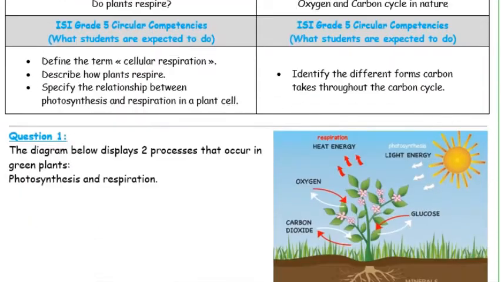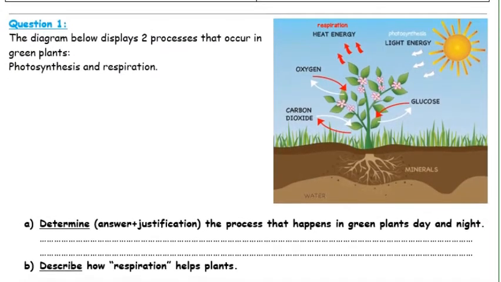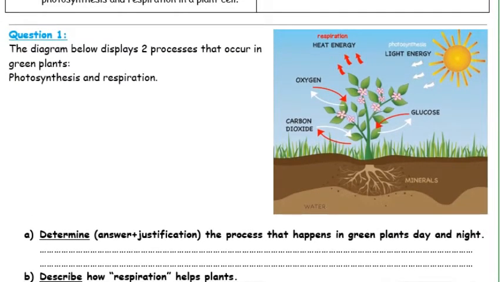I will start with question number 1. The diagram below displays two processes that happen in green plants: photosynthesis and respiration. Determine the process that happens in green plants day and night. One of these two processes happens all day, all night.